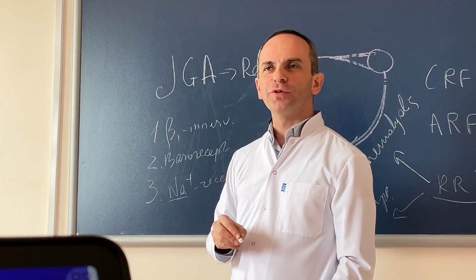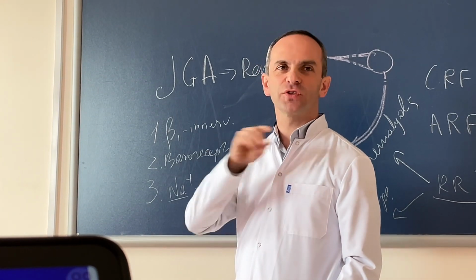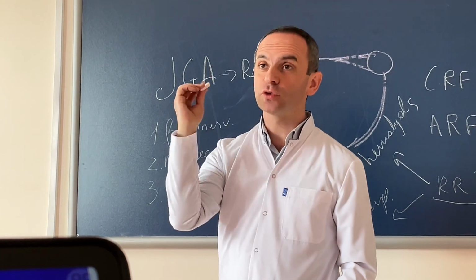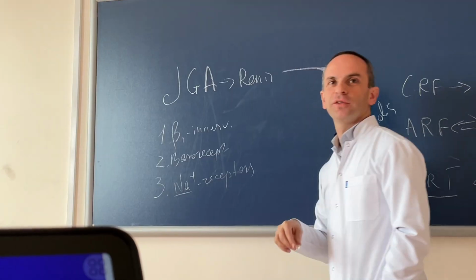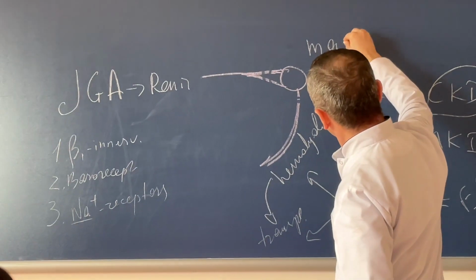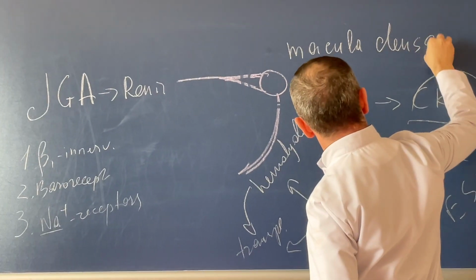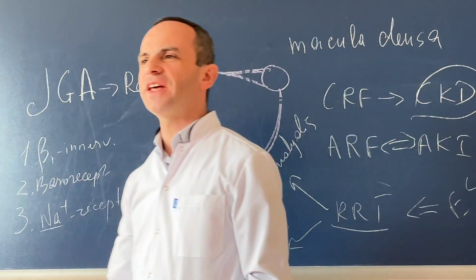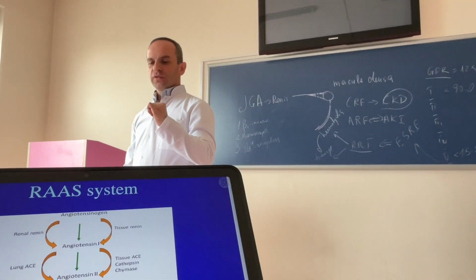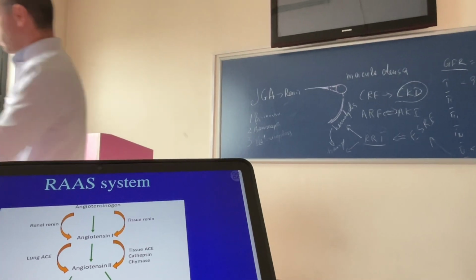How is this part called? Where are the receptors for sodium localized in the kidney? This you are passing from histology. I forgot, also from histology you are passing this RAS system. No, remember this: macula densa. This is between vas afferens and vas efferens. Now I'll show you.